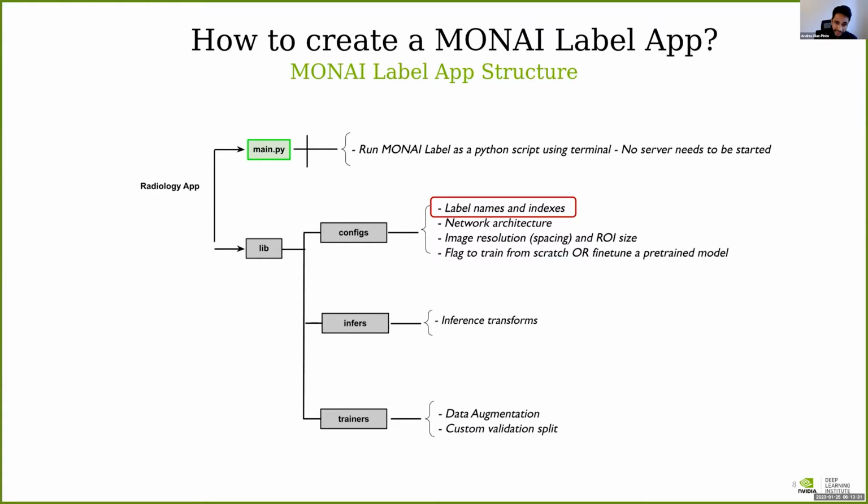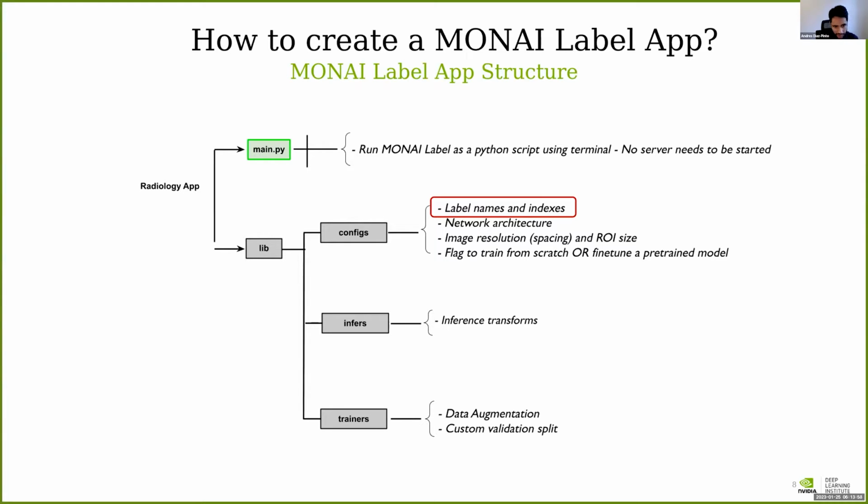For the people that are more interested in running MONAI label without starting the server, just as a Python script, the main file is where you refer to, to see the main configuration or how the arguments are read. So the main file is important to run MONAI label without the server being started. The other part is the lib, where you have the configs files, the infers, and the trainers.